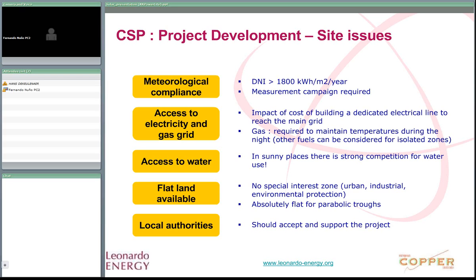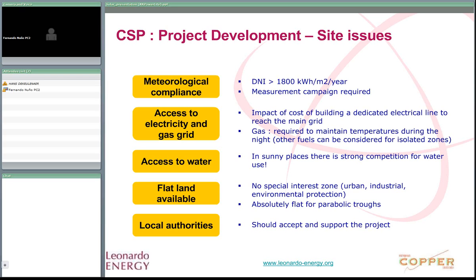There is a need to access water, but this might be a problem, as in sunny places there is strong competition for water use. So there is a possibility to cool the condenser with ambient air. In this case, there is no need for huge quantities of water, but the efficiency of the cycle is much lower.